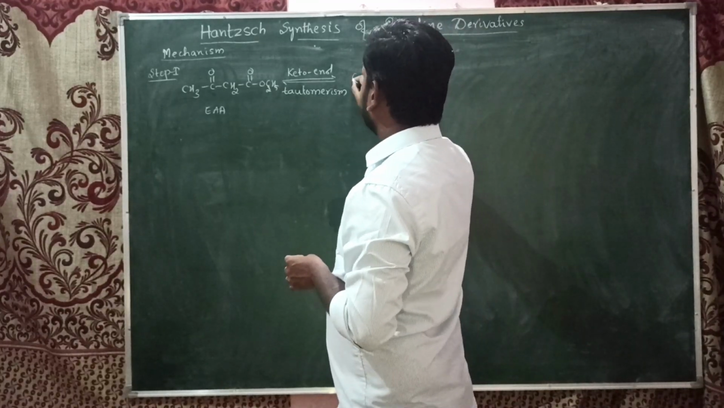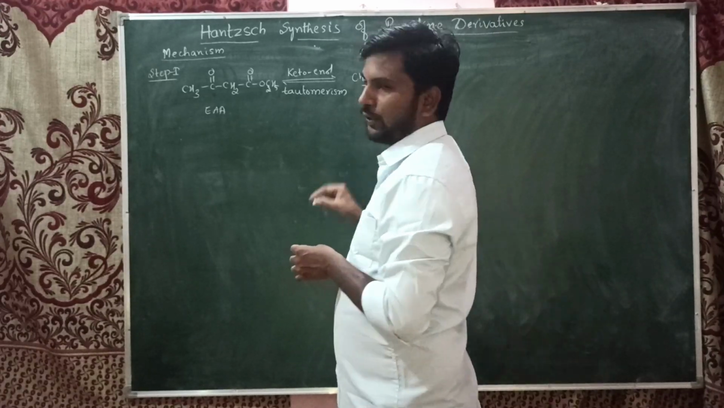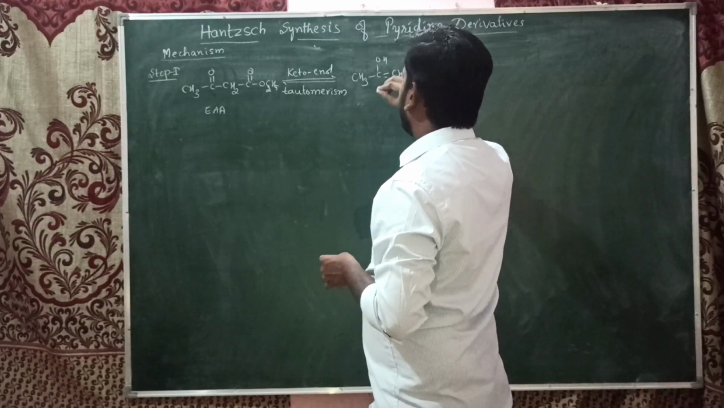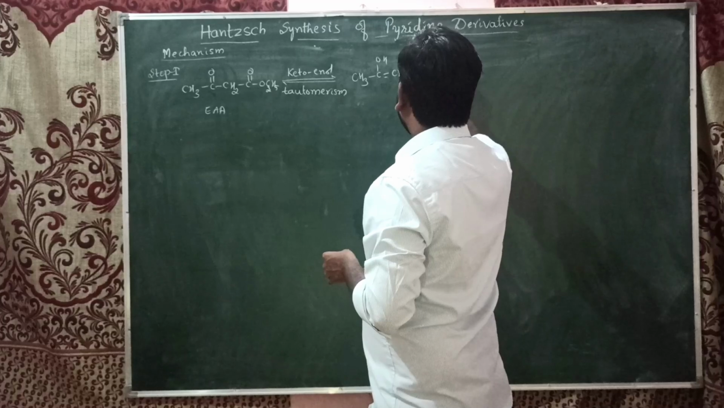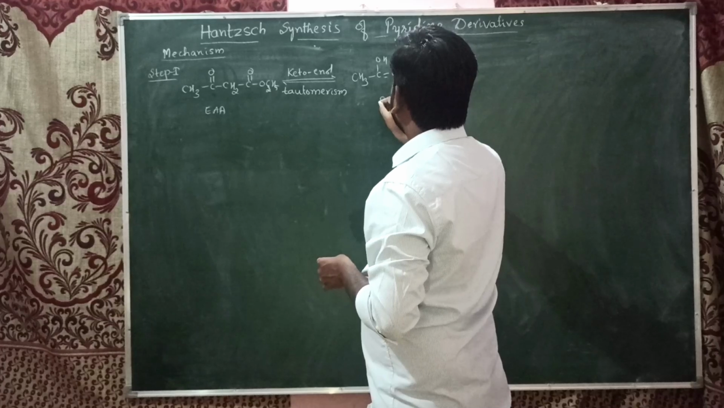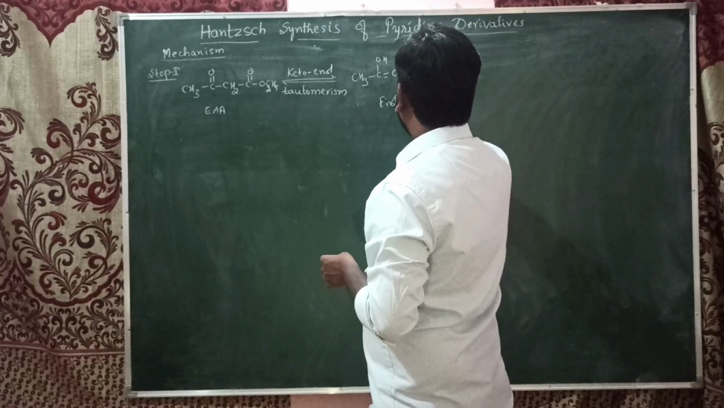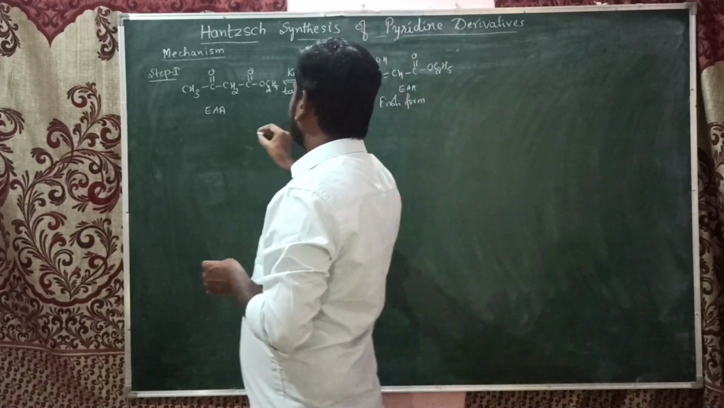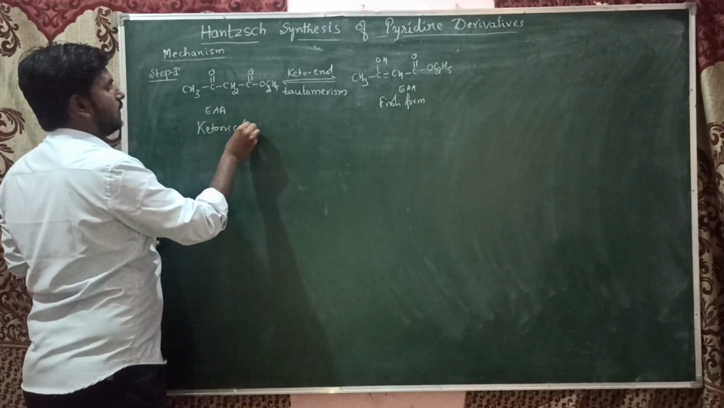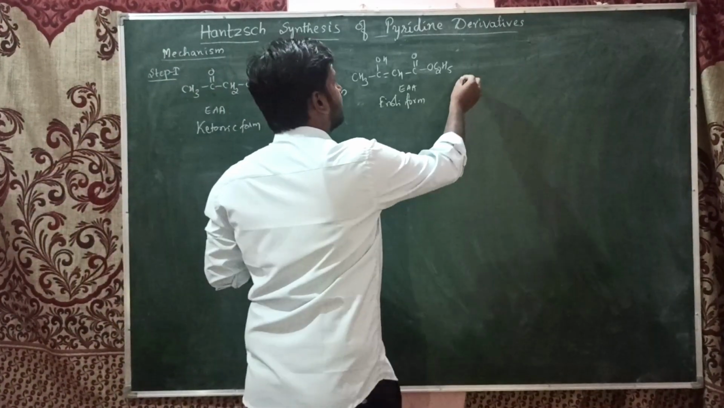So then it will become CH3, COH, this becomes a double bond now, CH, CO, COC2H5. Okay, this is the same EAA, but it is in enolic form. The same EAA is in ketonic form here. So this is the enolic form.